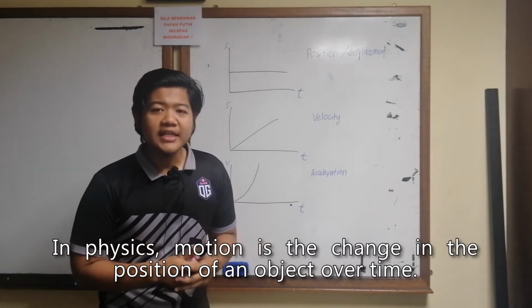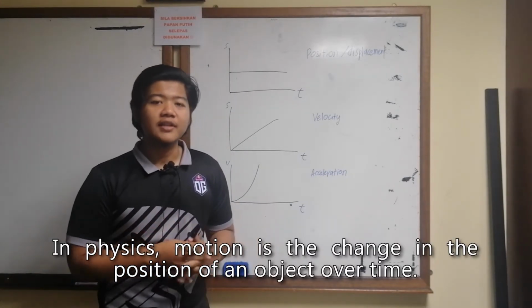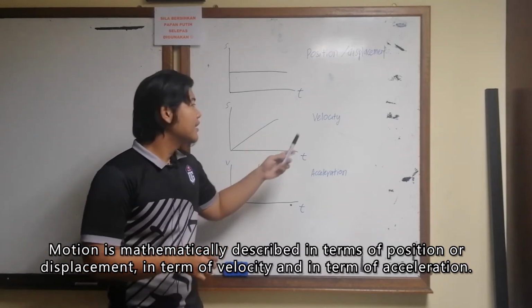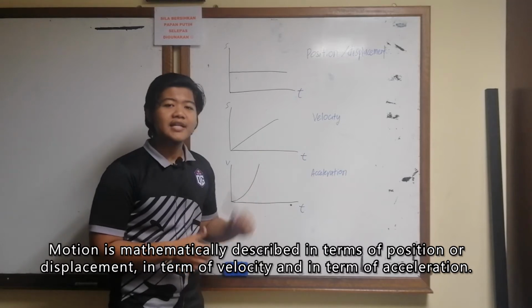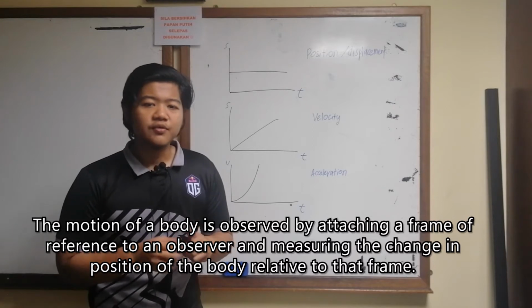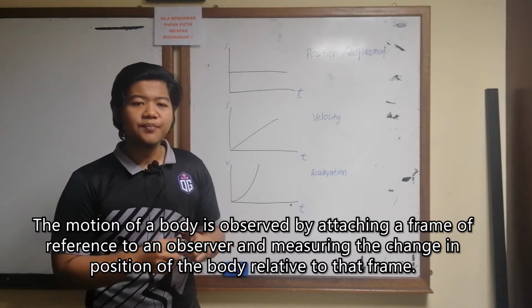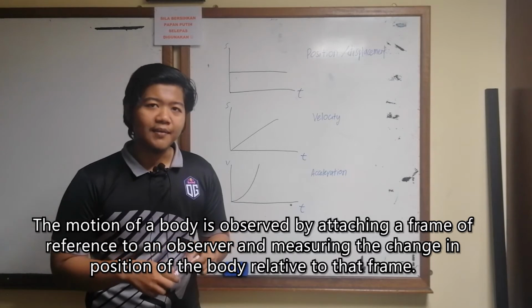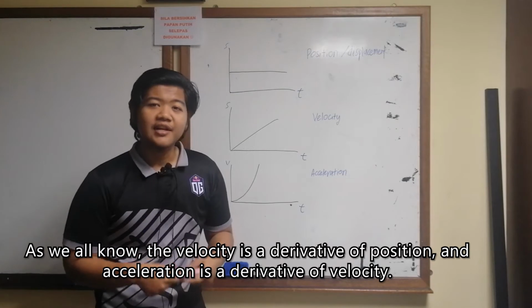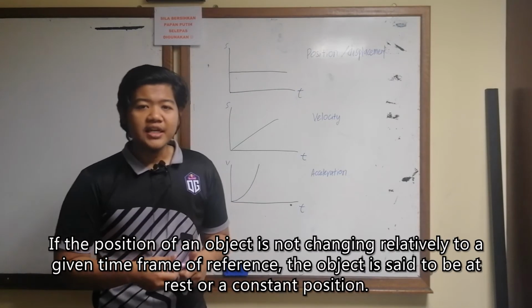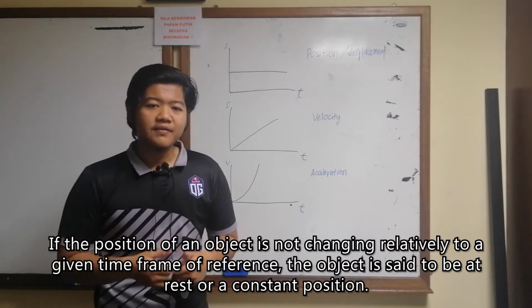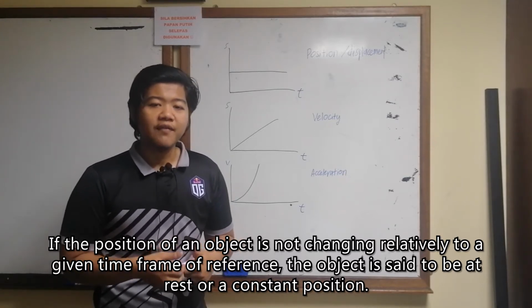In physics, motion is the change in the position of an object over time, and motion can be mathematically described in terms of position or displacement, in terms of velocity, and in terms of acceleration. The motion of a body is observed by attaching a frame of reference to an observer and measuring the change in position of the body relative to that frame. And we all know the velocity is the derivative of position and acceleration is the derivative of velocity. If the position of an object is not changing relative to a given time frame of reference, the object is said to be at rest or to have a constant position.